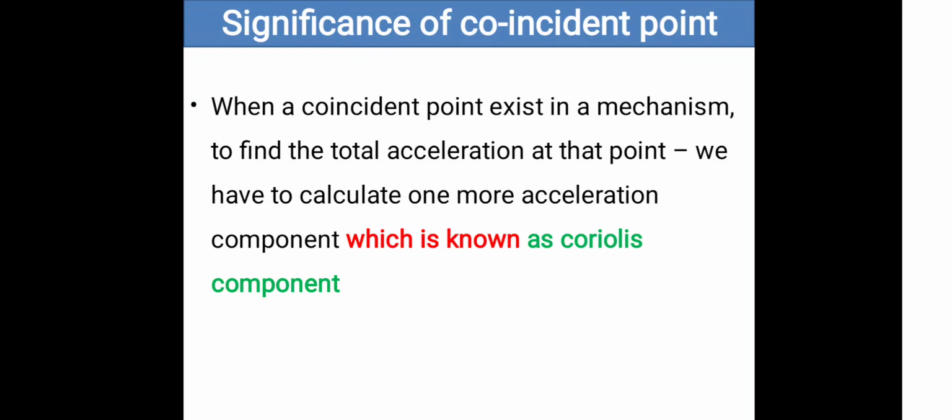Significance of coincident points. When a coincident point exists in a mechanism, to find the total acceleration at a point we have to calculate one more acceleration component, which is known as the Coriolis component of acceleration. Coriolis component means a sliding link sliding over a rotating link.